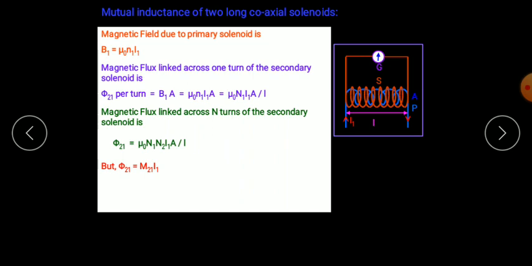Now we have phi 21 equal to M21 I1. So from these two equations we can write M21 equal to mu naught N1 N2 A upon L. Similarly, M12 equal to mu naught N1 N2 A upon L. I hope this point is clear to you.